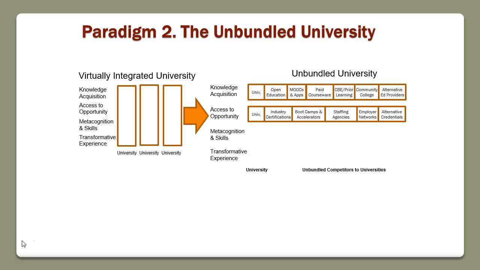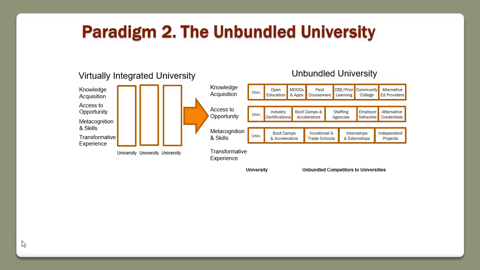You're going to see employer networks that are out there, and alternative credentials like badging and certificates that people are offering, where on Coursera you can get a certificate, or on edX you can get certificates. So those things are being unbundled. Then you also have the metacognition and skills, and there's some things that play at both levels. So boot camps and accelerators, they're providing access to opportunities through employer relationships, but they are also providing the mentoring that you need to provide hard skills for coding.